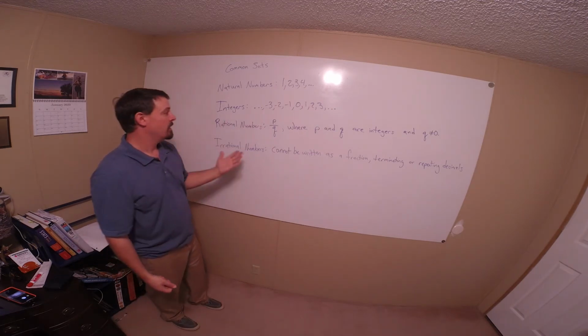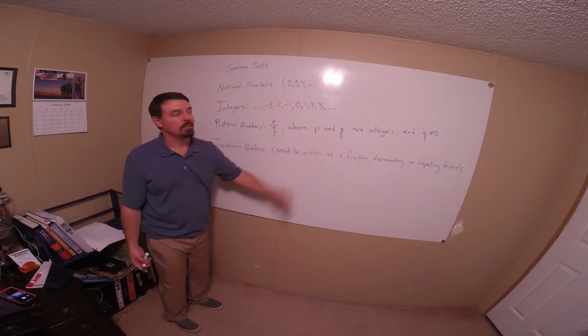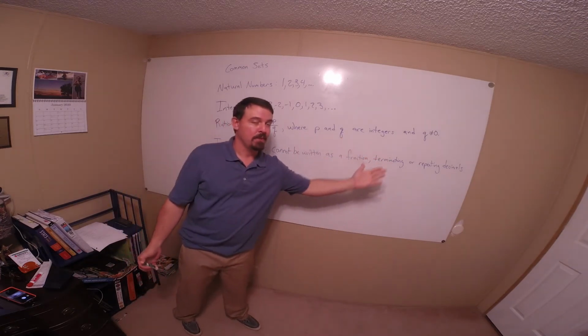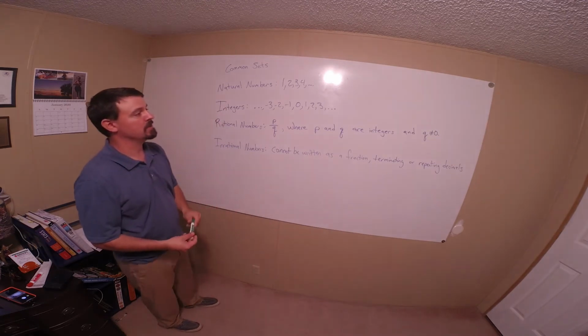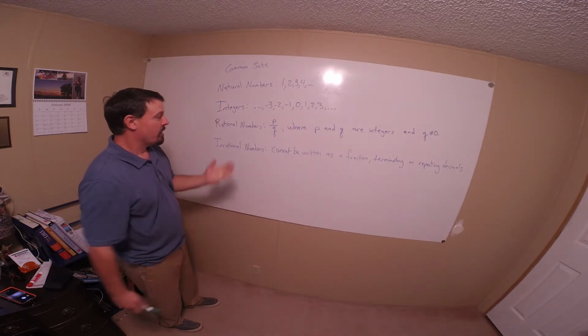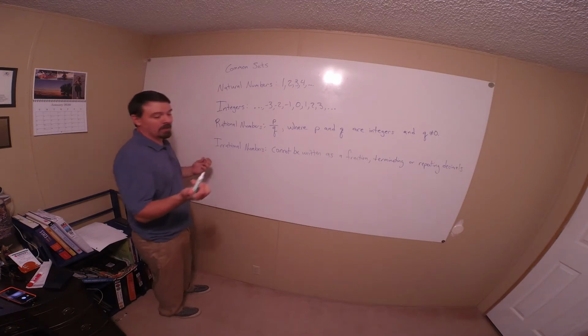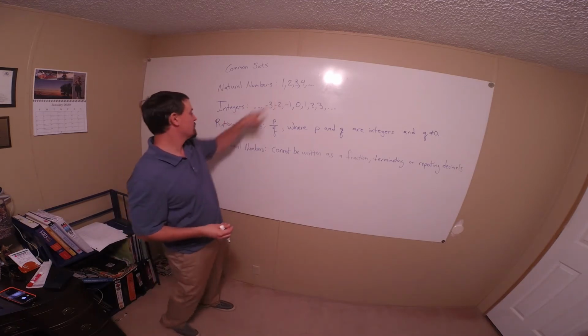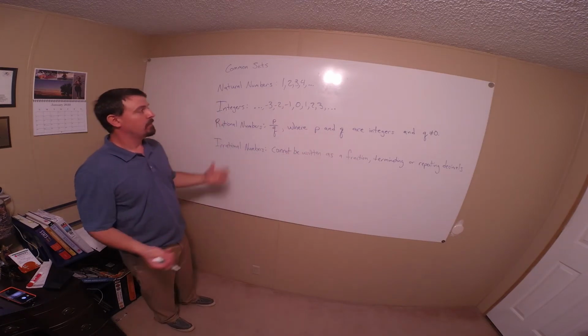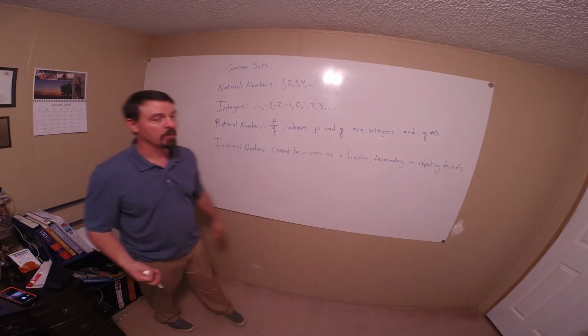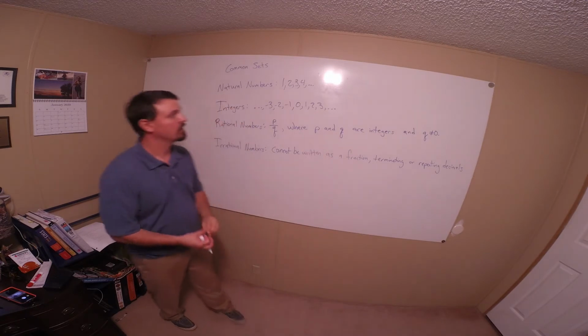Rational numbers are any number that can be written as a fraction, as long as the denominator is not 0. So P over Q, where P and Q are integers and Q is not equal to 0. So if you're looking at it, 1 is a rational number because 1 can be written as the fraction 1 over 1. 4 is also a rational number. 4 can be written as 4 over 1. Okay?